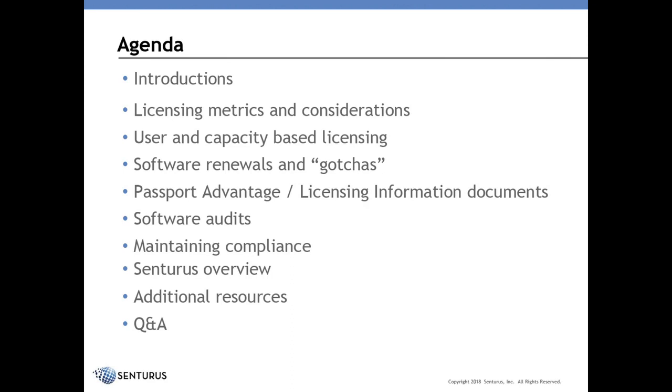To that end, our agenda includes discussing some of the licensing metrics and considerations around those. We'll dive into user and capacity-based licensing, talk about software renewals and some of the gotchas around that. Then we'll look into Passport Advantage and some of the licensing information documents, discuss software audits, discuss maintaining compliance, after which we'll give you a brief overview of Centurus, discuss some additional resources, and do a Q&A with whatever time we have left over.